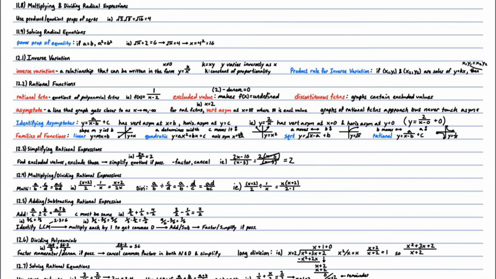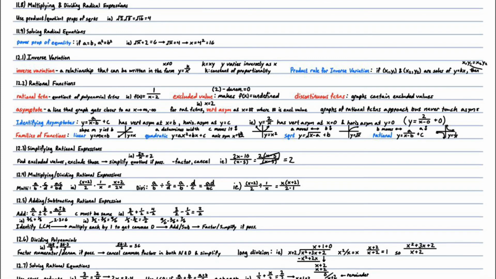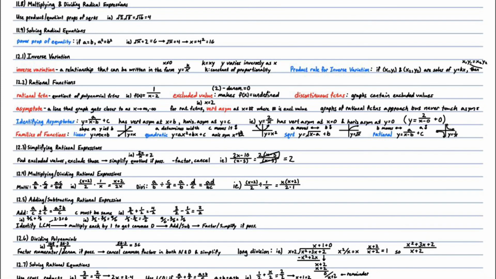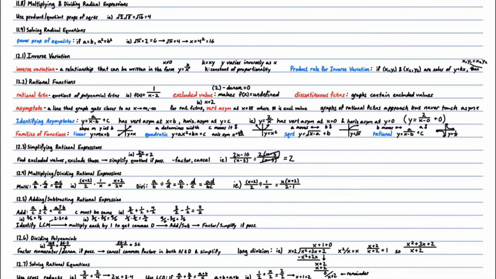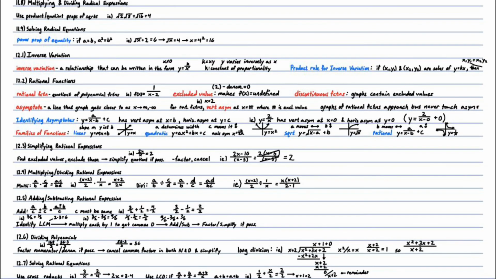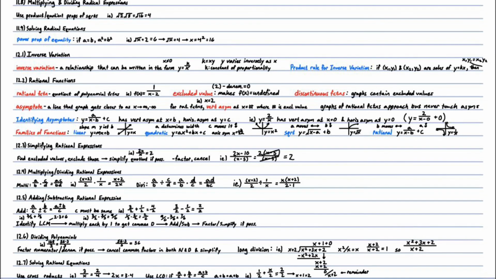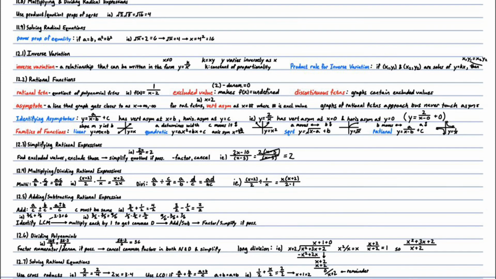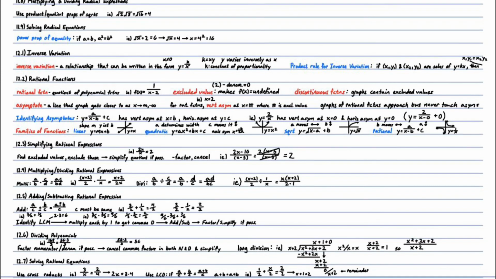Adding and subtracting rational expressions. The denominators must be the same. If they are the same, add or subtract the numerators and keep the same common denominator. You may need to find a common denominator by multiplying by the denominator of the other. Then simplify if possible. Dividing polynomials. Factor the numerator and denominator if possible. Then cancel common factors in both the numerator and denominator, and simplify. Solving rational equations. Use cross products. Cross products of proportions are equal.